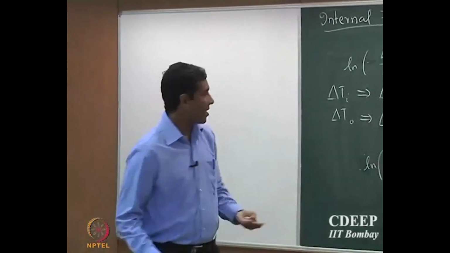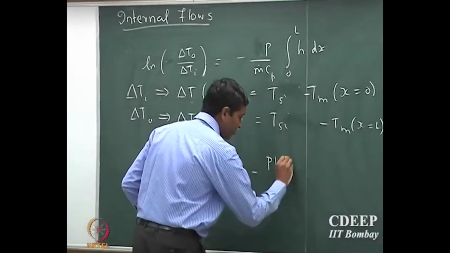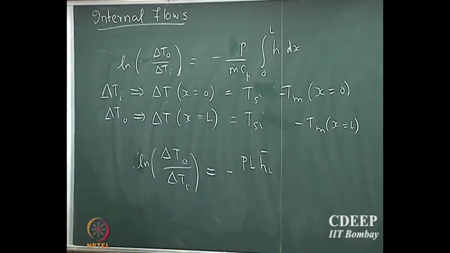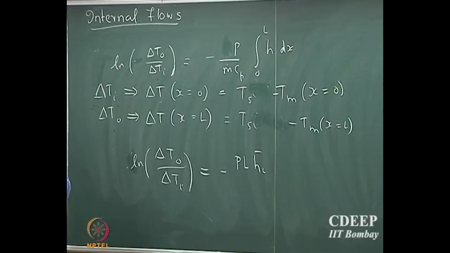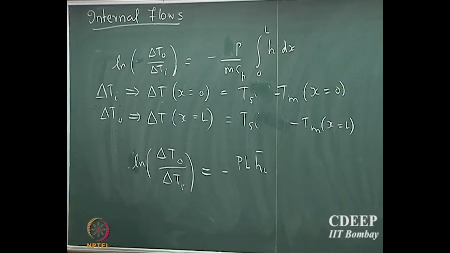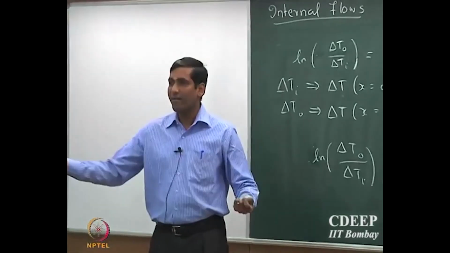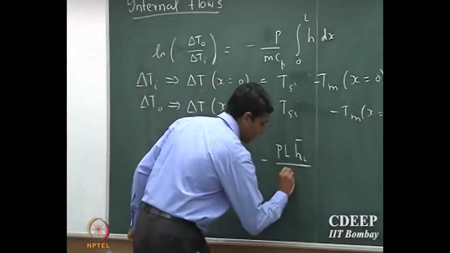What? H bar into L, right? So this is the minus P into L into H bar, defined based on the length of the circular tube. That is the average heat transport coefficient. Remember that we are really not very interested in the local heat transport coefficient. What is more interesting and important is the average heat transport coefficient, okay? And that is an important design parameter, okay?